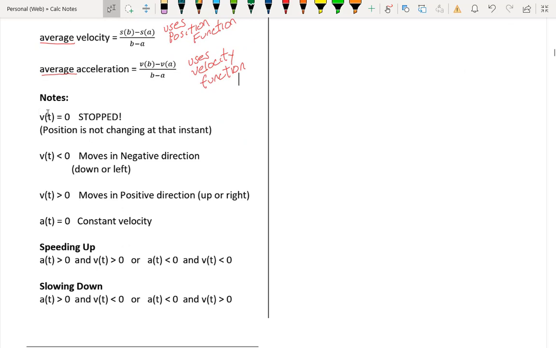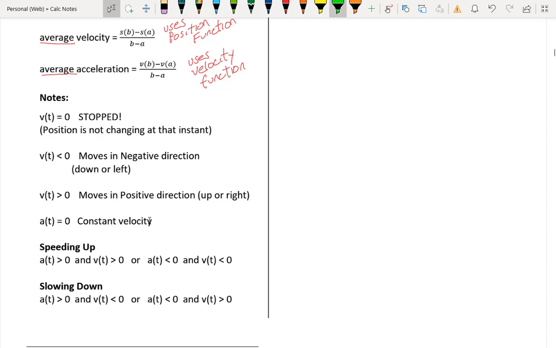So when v of t is 0, you're stopped. Your position's not changing at that instant. When v of t is less than 0, you're moving left or down. When v of t is greater than 0, you're moving in a positive direction, up or right. If a of t is 0, then that means you have constant velocity, so your velocity is not changing at all.